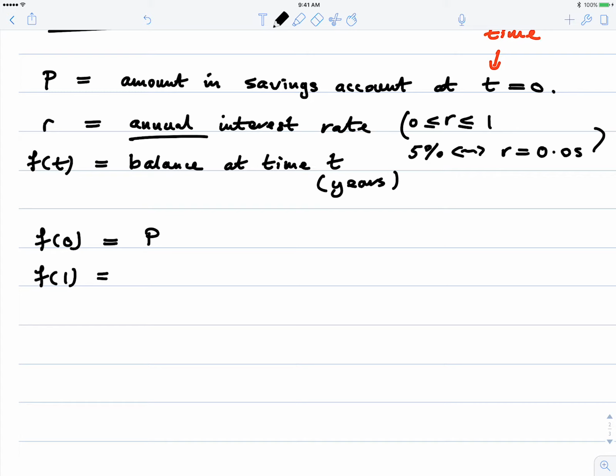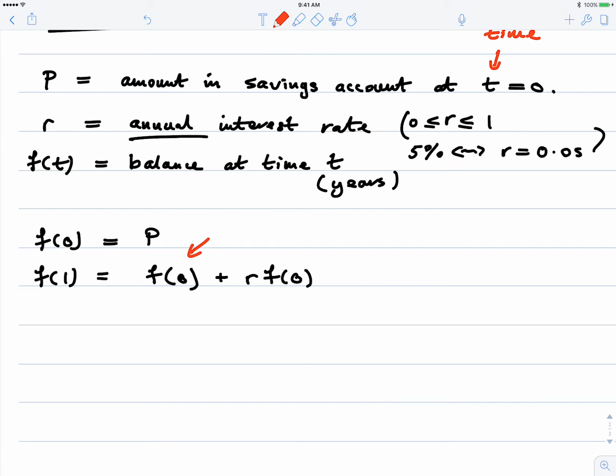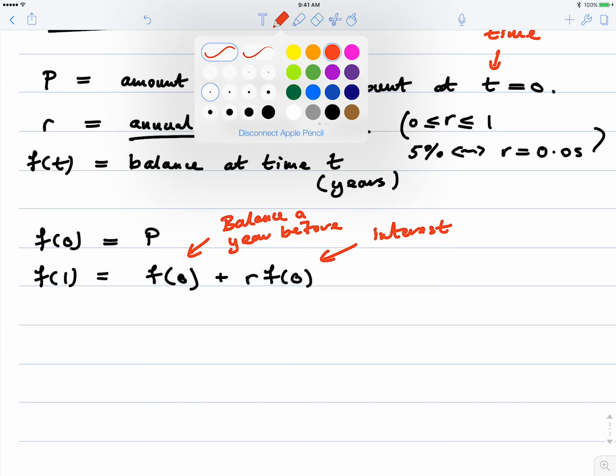So here's the basic plan. After 1 year, I look at how much money was in the account a year ago, so f of 0, which would be p in this case, and then I add r% of it. Because of my convention on r, that would be r times f of 0. Just to put this into words, this is the balance a year before, and this part is just the interest. So I look at how much money was in the account the year before, and I add that percentage of it to the account.